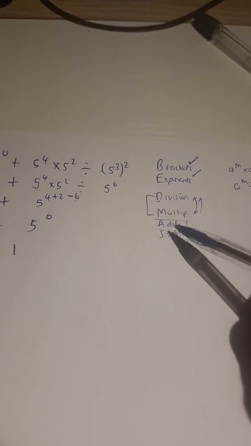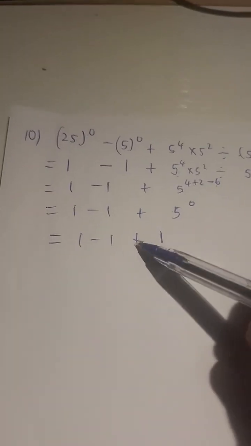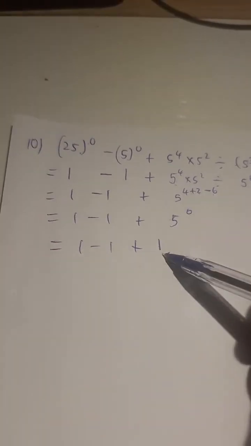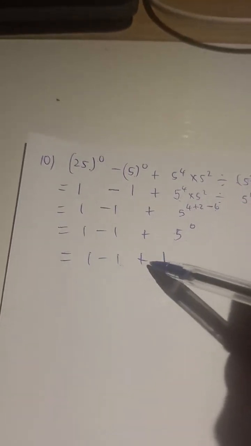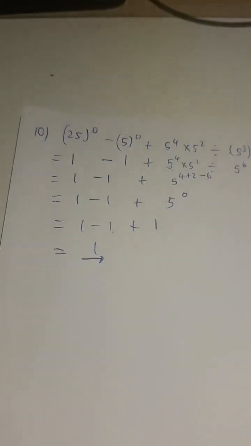and that is addition and subtraction. So 1 minus 1 plus 1, we can add and subtract. What's 1 minus 1? It is 0. Plus 1 gives us the answer of 1.